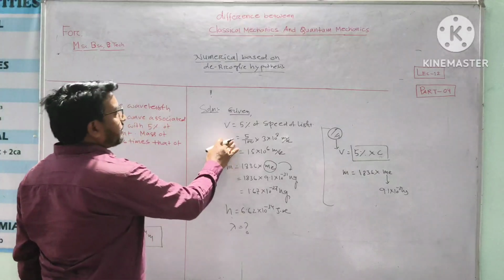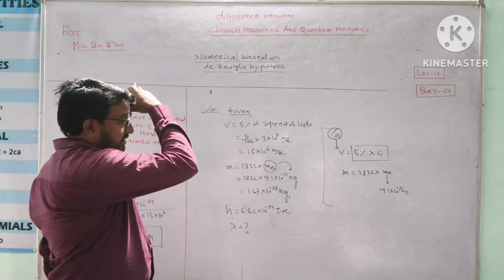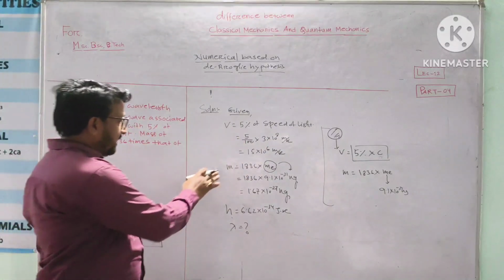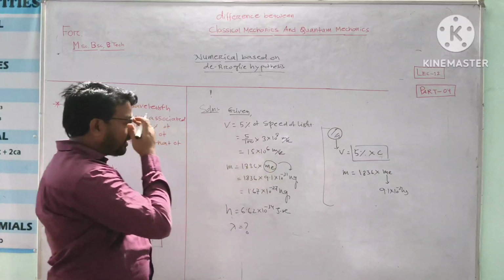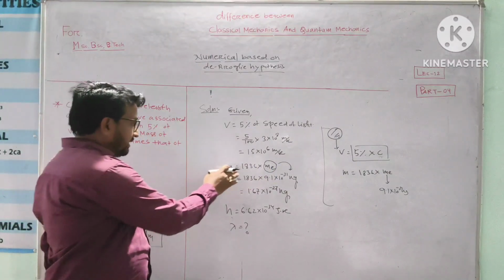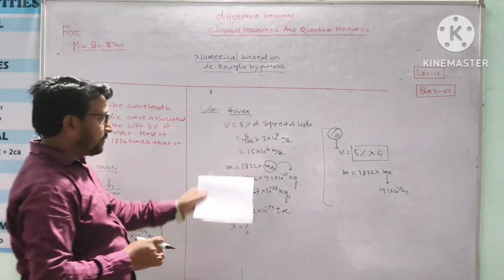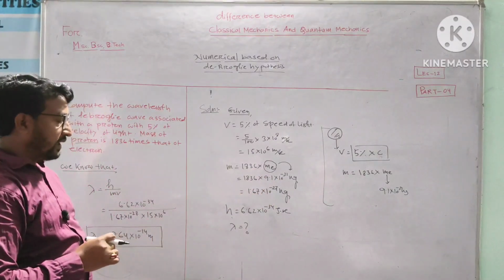Okay. So 5%, that means 5 by 100 into the speed of light, 3 into 10 to the power 8 meter per second. After solving this part, we will get 15 into 10 to the power 6 meter per second. m equals 1836 into the mass of the electron. So 1836 into 9.1 into 10 to the power minus 31 kg. After solving this part, we will get 1.67 into 10 to the power minus 27 kg.